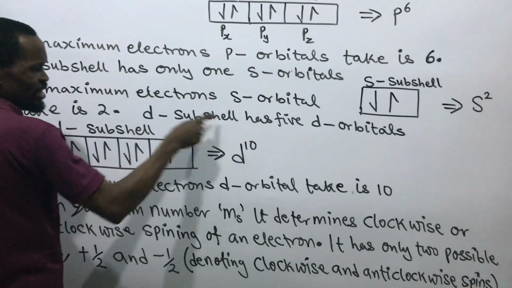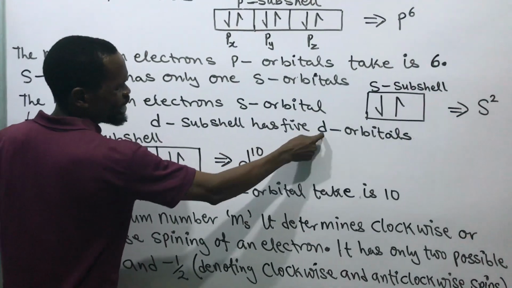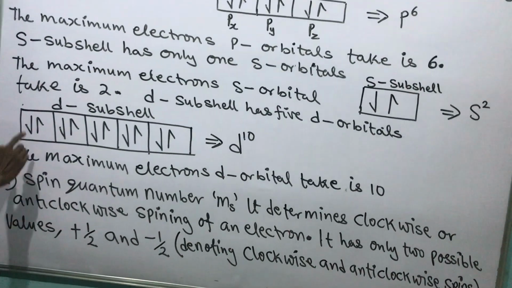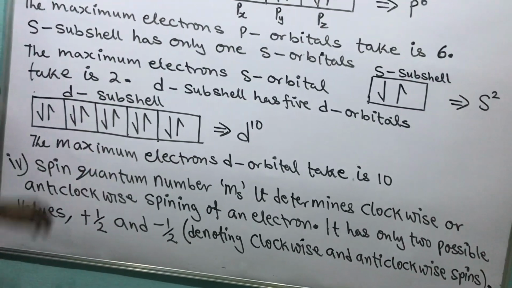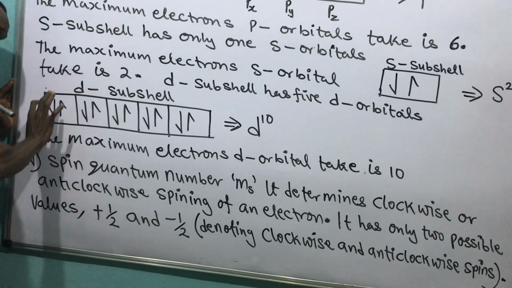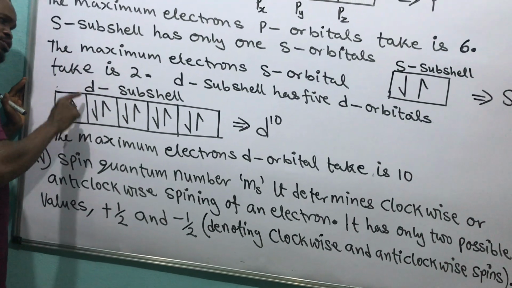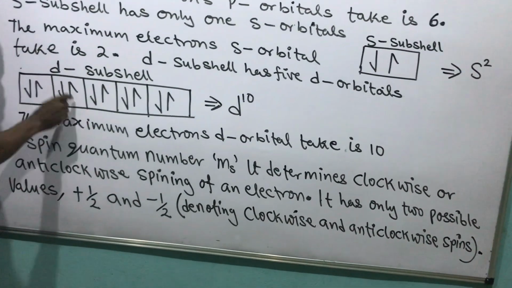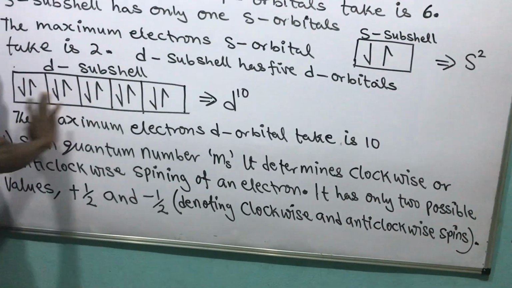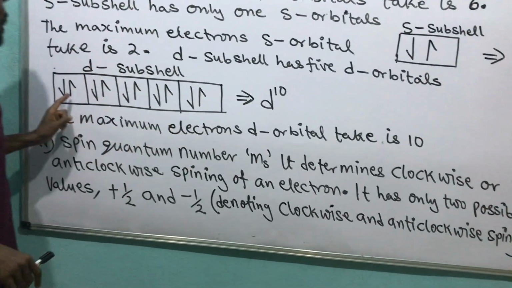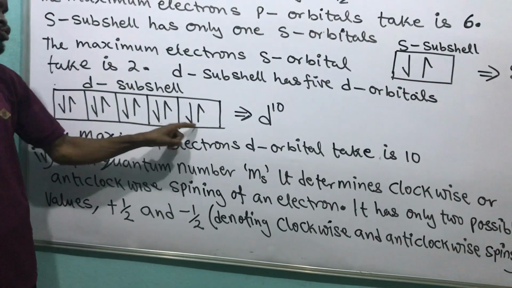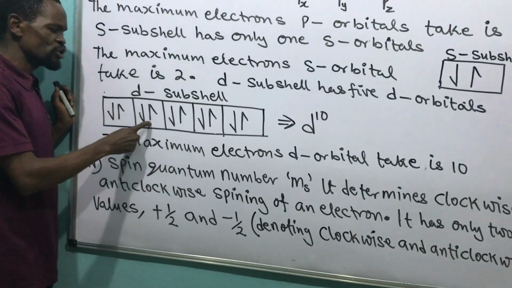Then we'll come to the D subshell. The D subshell has 5 D orbitals. Look at the orbitals: 1, 2, 3, 4, 5. That's 5 orbitals, and the total of the 5 orbitals will take 10 electrons. Look at it: 2, 2, 2, 2, 2 electrons. 2 electrons here, 2 electrons here, 2 electrons here.